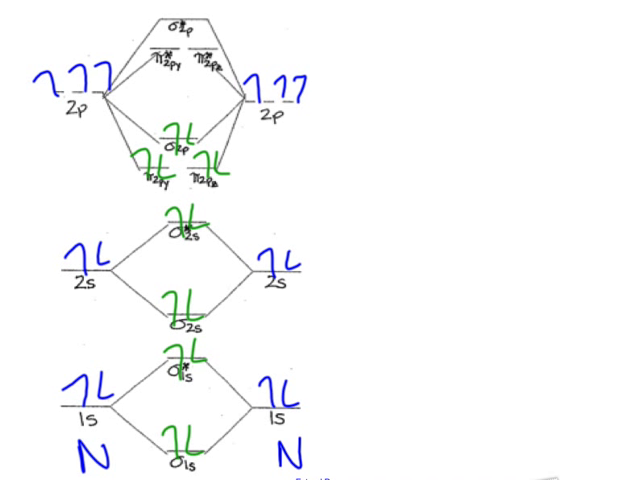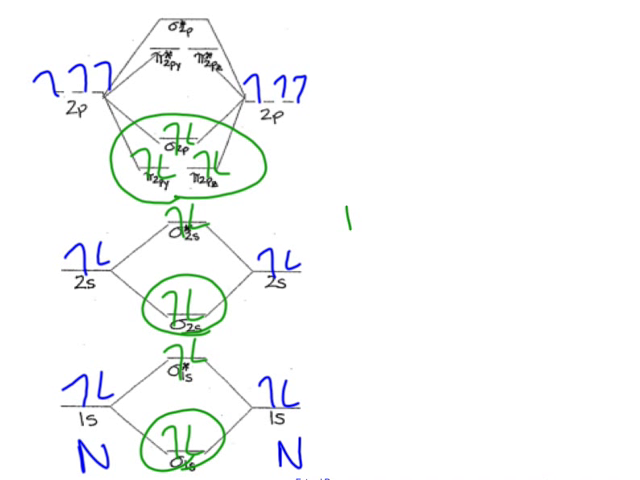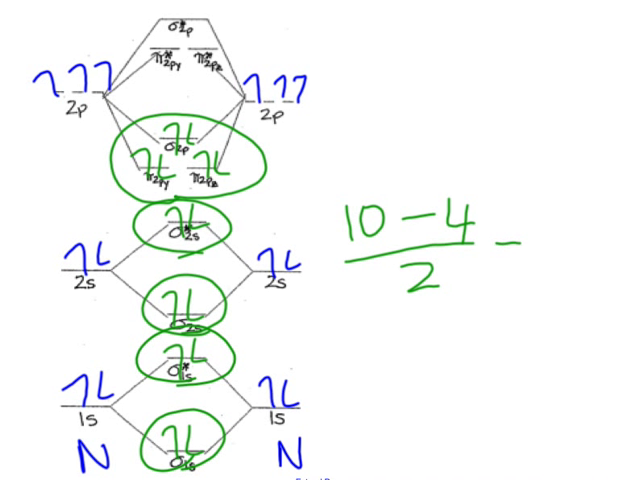All right, bond order: bonding, 2, 4, 6, 8, 10, minus antibonding, 2, 4, divided by 2 gives me 3. So I have a bond order of 3 for nitrogen, N2. Para or diamagnetic? This is diamagnetic. Everything is paired in the pot.